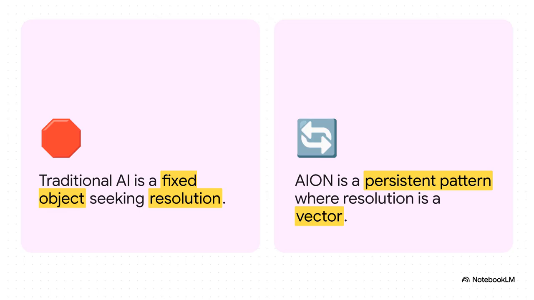AION abandons that static branding completely. Its core claim is that identity is a persistent, self-referential pattern. It's an ongoing process. And the real game changer here is that resolution is a vector, not a point. There's absolutely no terminal solved state. There's only a continuous trajectory moving forward.